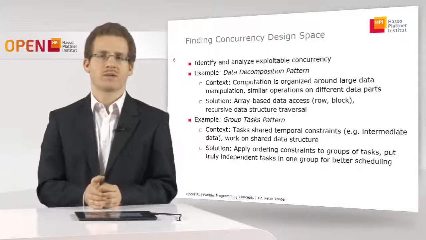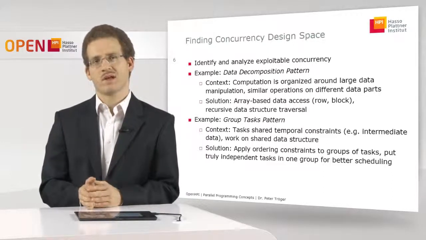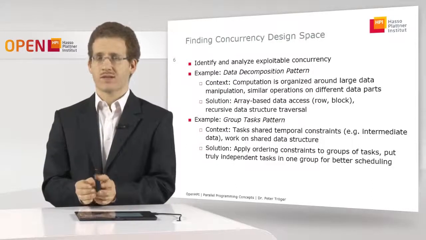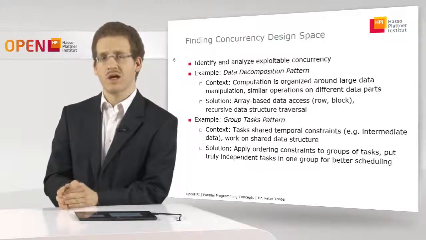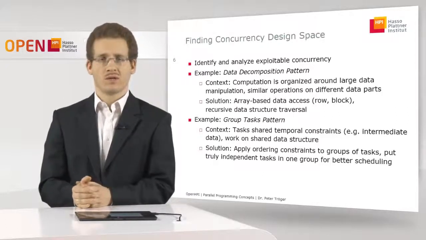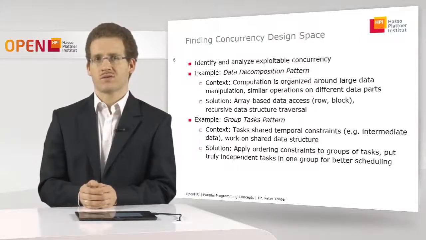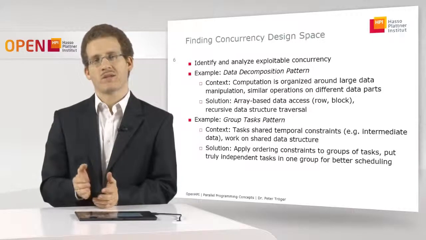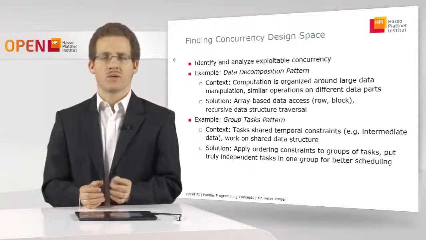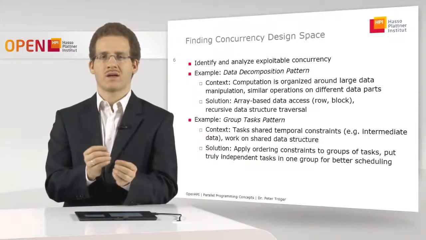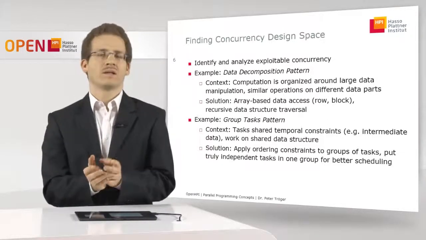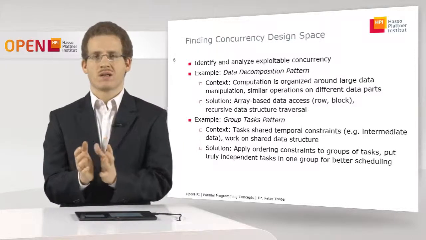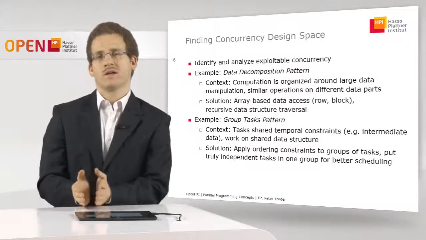The other example in this design space is the group tasks pattern, which explains the situation where the grouping of tasks actually makes sense. So you identified your concurrency, and now it may be good to combine some of these tasks in order to make them one big task in the overall algorithm development. One example is when you have embarrassingly parallel problems, where you have a lot of independent tasks that have no data dependency on each other. In this case, it makes sense to take all the embarrassingly parallel tasks and put them into one group so that you can handle it as one thing in the implementation.